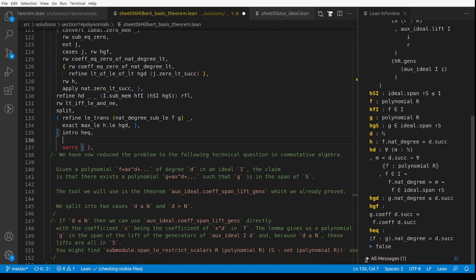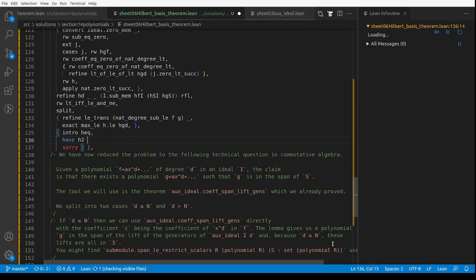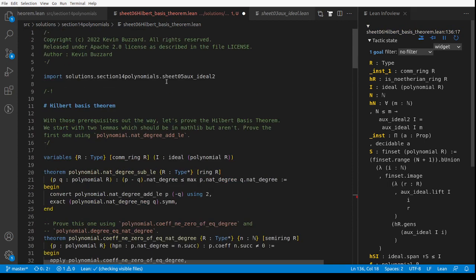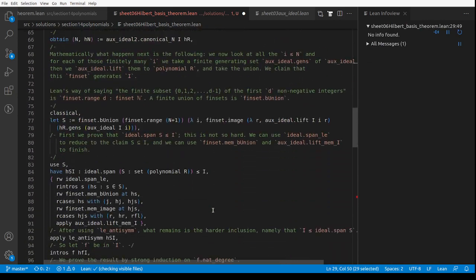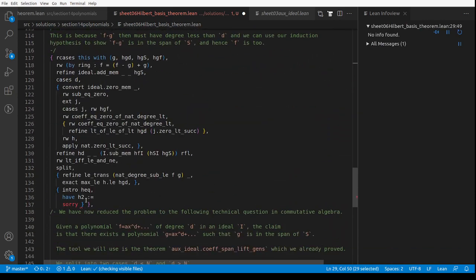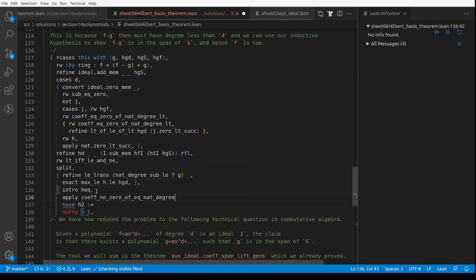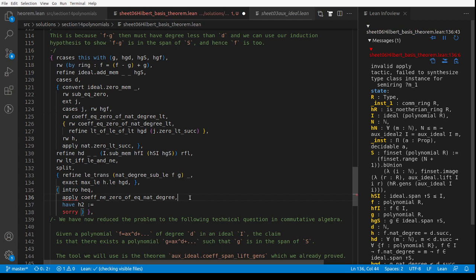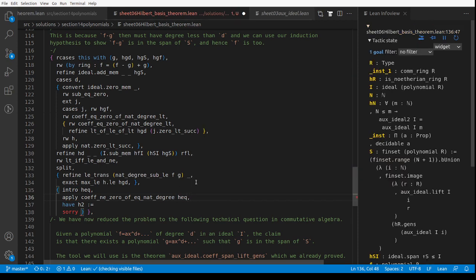And now I guess I could replace, so have h2 colon equals this thing at the top, coef_ne_zero of ext natDegree. I could just apply it actually, couldn't I? Why don't I just apply there, and will it make me, it wants h ext, let's try that. There we go.